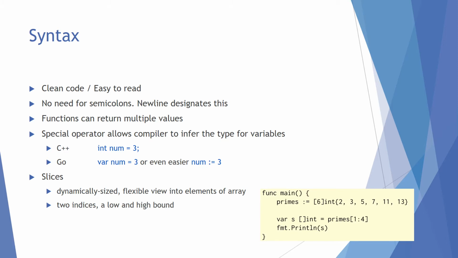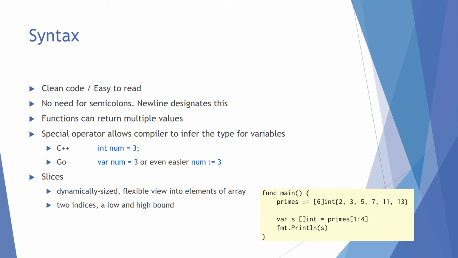So the syntax for Go is actually one of its major strengths. It doesn't take a lot to keep this in memory, basically, and it's really clean, easy code to write. There's no need for semicolons. The new line just designates this, and the functions can also return multiple values, which can be very helpful as well.